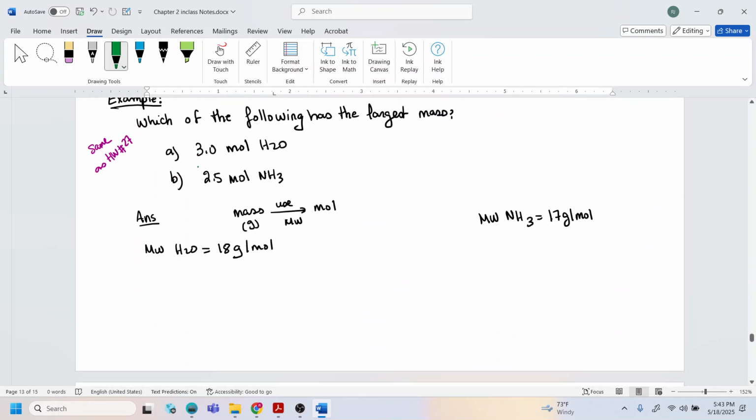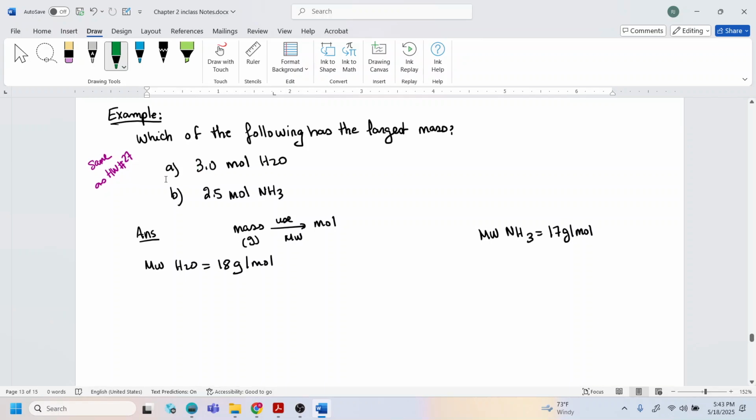This is another example. It's similar to the one in the homework. Which of the following has the largest mass? You're given the number of moles of each one of these molecules, and you want the mass. So you're given this, you want to get the mass. So just go ahead and do a relationship as we did.